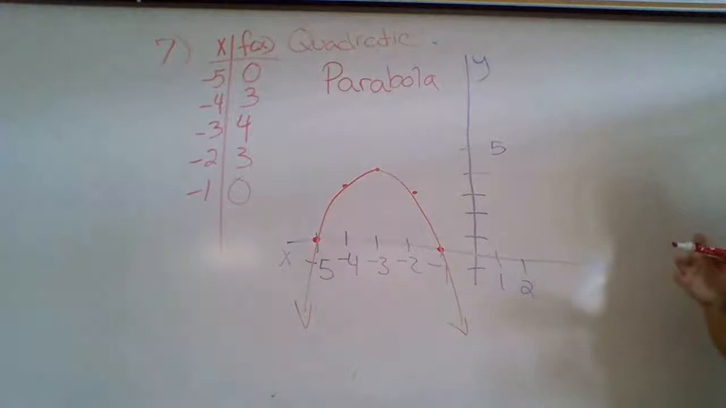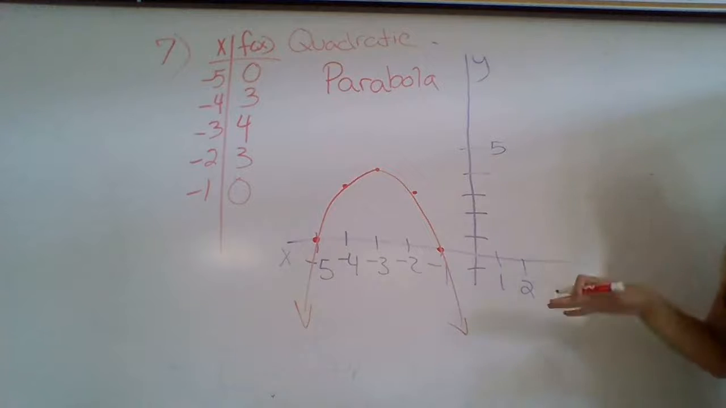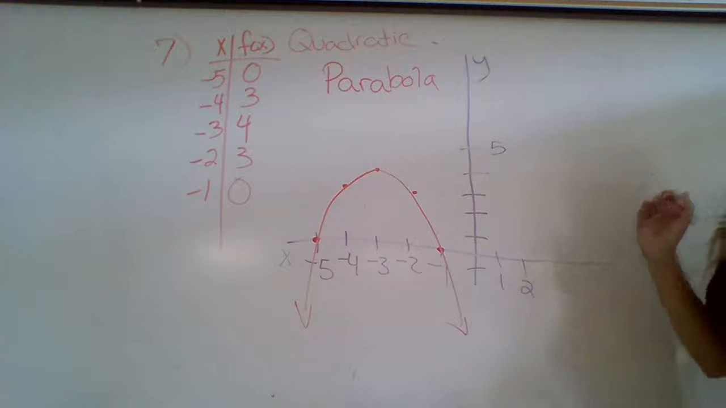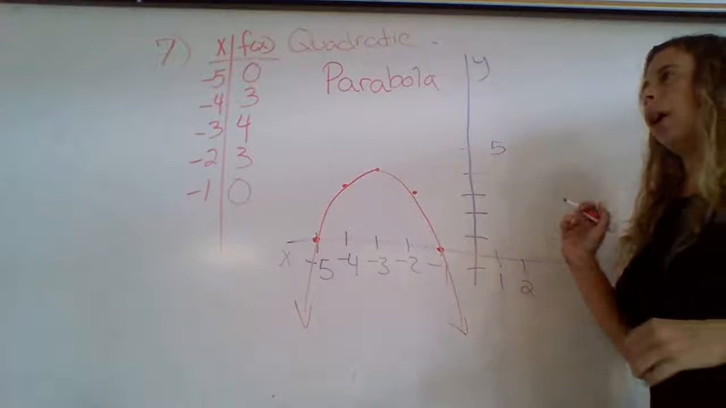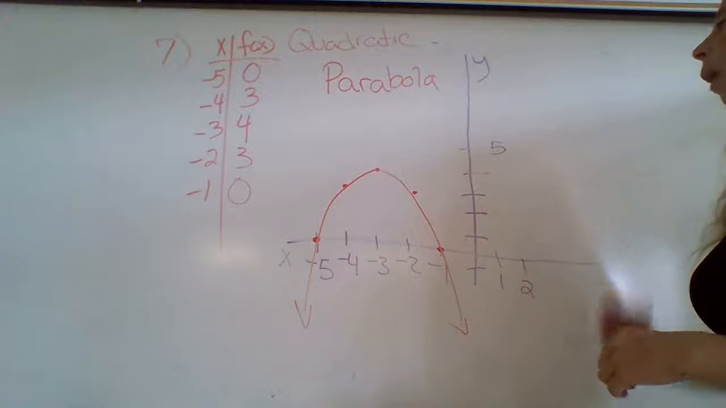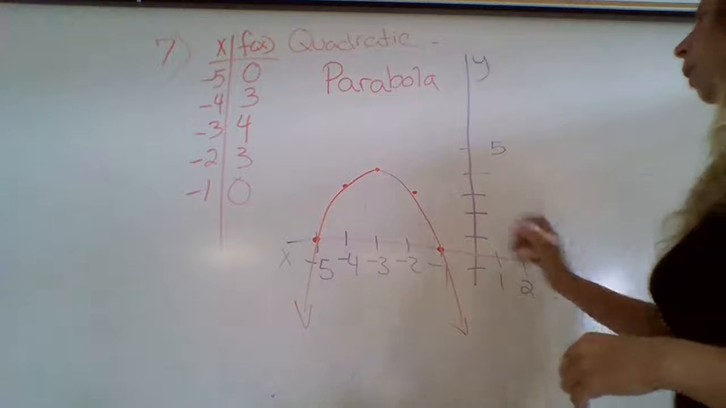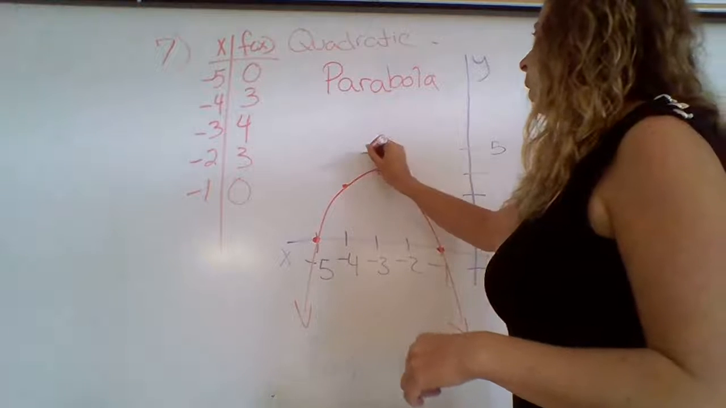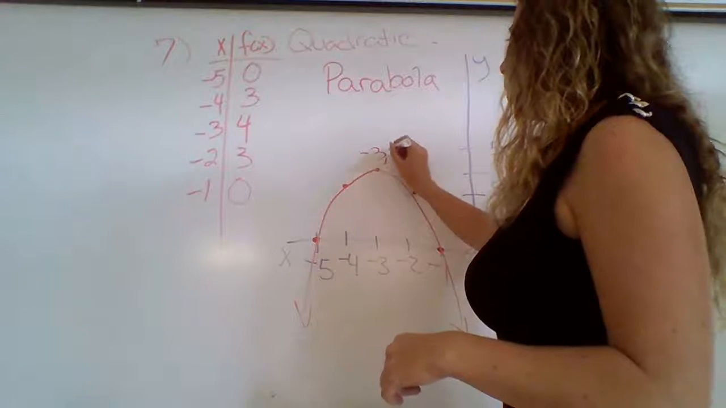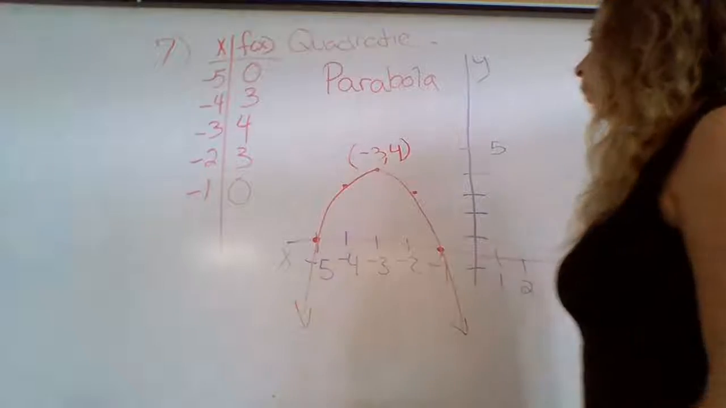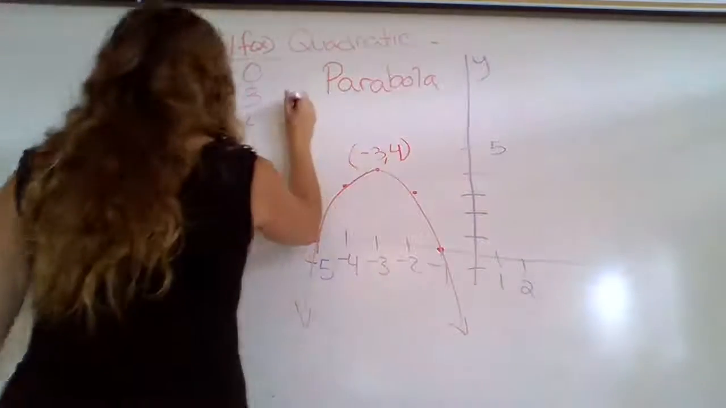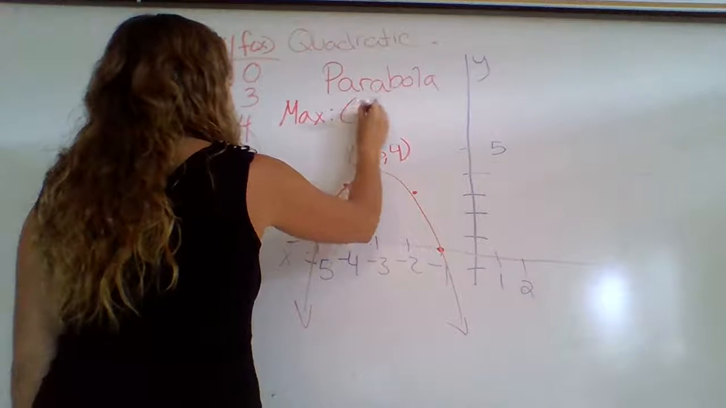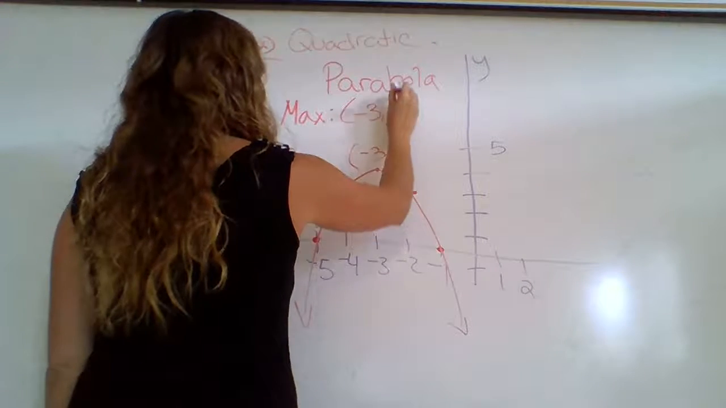All right. Then the next question is, what is the maximum point? Maximum point means the highest point on the graph. So you're looking at your highest y value. What is your highest point on the graph? Your highest y value, right here. Boop. So that point is -3, 4. So you can write, right here, max. You can write it as a point. The maximum point is -3, 4.